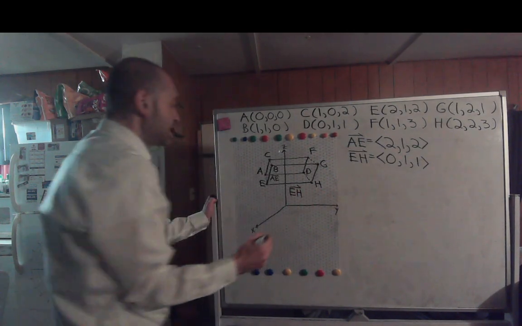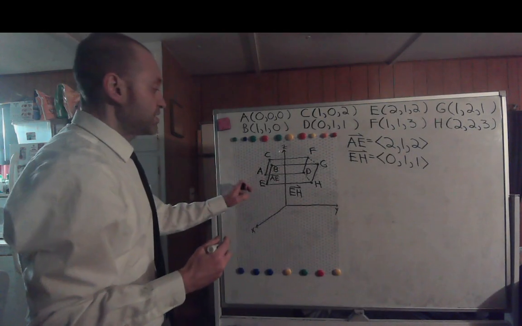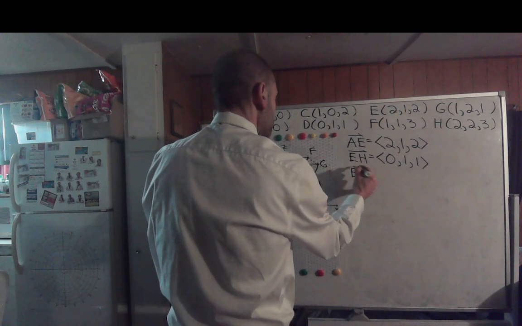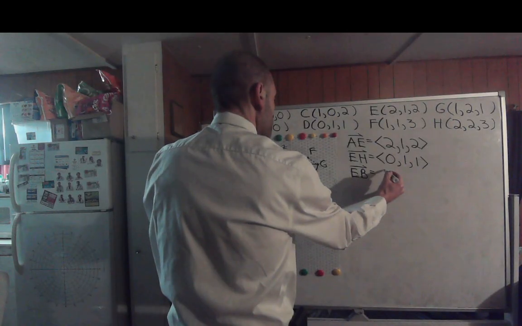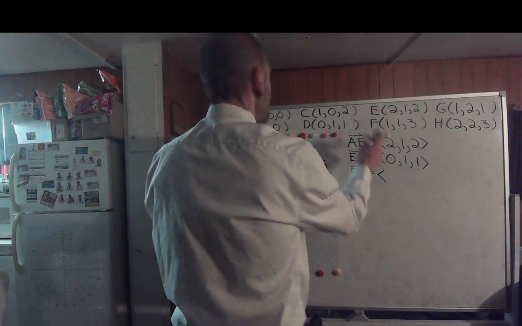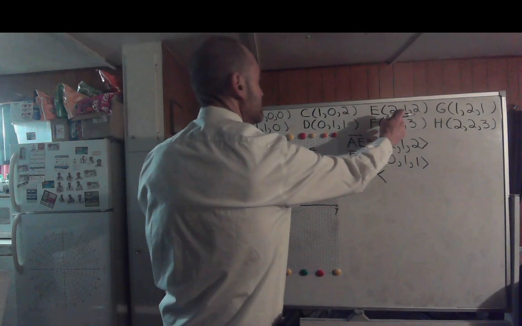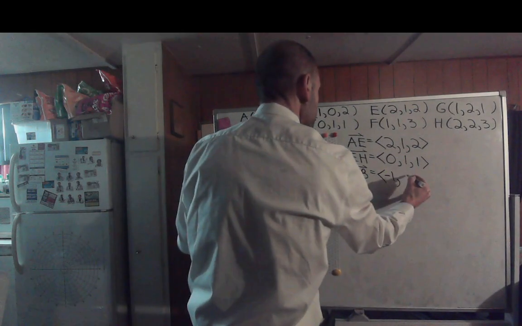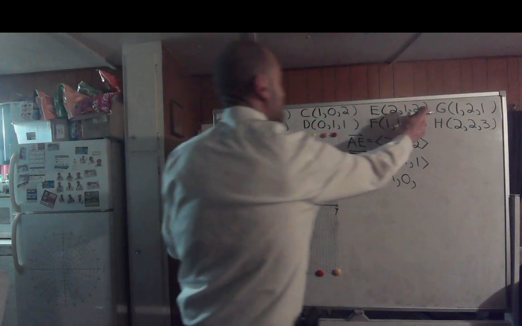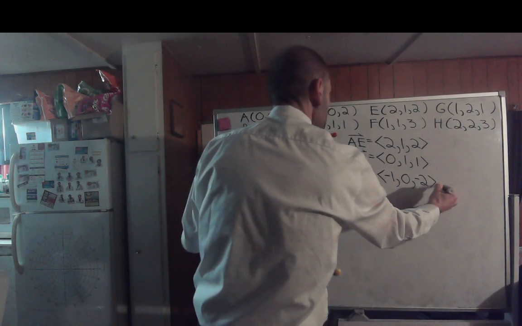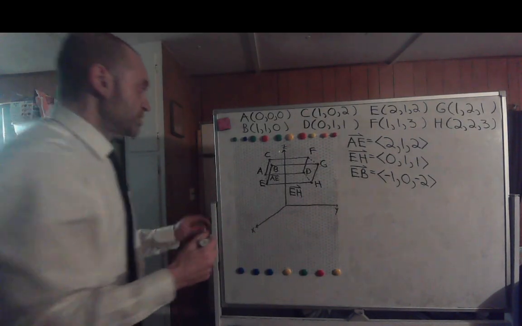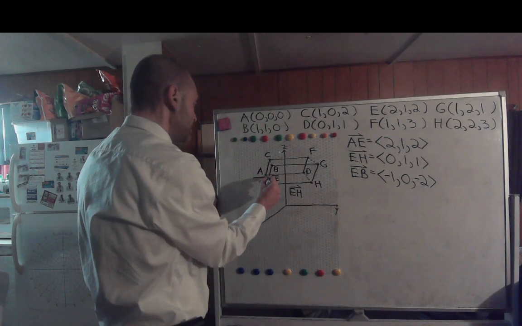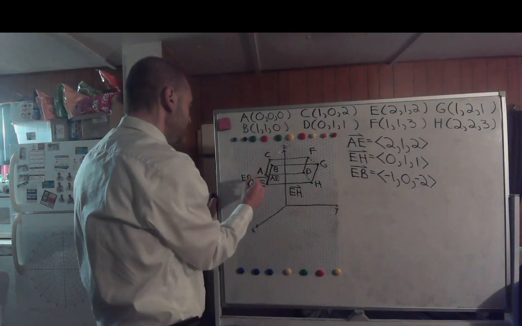And then last but not least, of course, I'm going to need a height. That'll be vector EB. We'll call EB the height. So that'll end up being, let's see, if I take 1 minus 2, I'll end up getting negative 1. 1 minus 1, I get 0. And then 0 minus 2, I get negative 2. So there's my 3 vectors to represent the length, width, and height. So right there is going to be my vector EB.